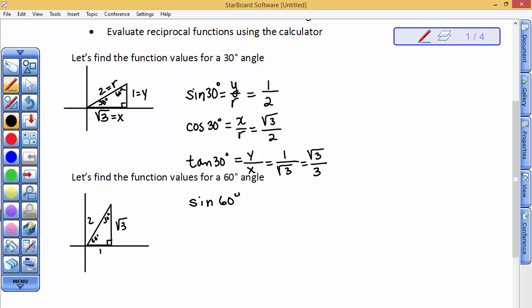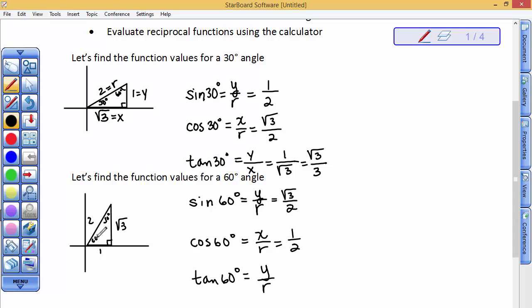So to find the values for the sine of 60 degrees, for example, the sine of 60 is the y value over the r value for 60 degrees. It's the square root of 3 over the 2. The cosine of 60 degrees is defined as x over r. And in this problem, x is the 1 and r is the 2. And for the tangent of 60 degrees, I have y over x. So tangent is the y value divided by the x value.